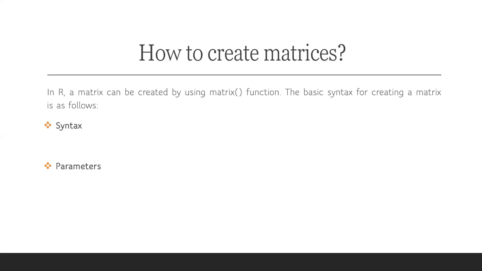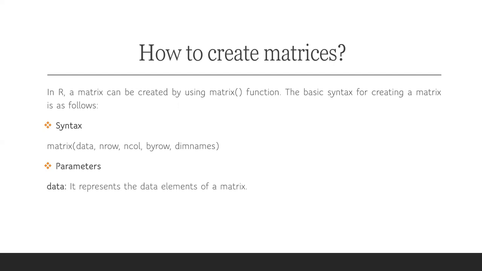Now you might be thinking how we can create a matrix. In R, a matrix can be simply created by using the matrix function. The basic syntax for creating a matrix is as follows. First of all, you have to use the function keyword, which is matrix. Then you have to pass some parameters, which are data, nrow, ncol, byrow and dimnames. Let's see the first parameter.